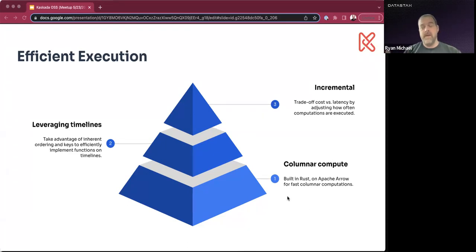One of the things that we start with, and this is based on our observation that this is really useful for machine learning, is we start with columnar compute. So we've built the engine on Rust using the Apache Arrow library. And so we can compute values in bulk really efficiently. Apache Arrow is a memory format. There's a whole ecosystem of tools being built on that. And they all have this characteristic of being able to really efficiently use CPUs to churn through data really effectively.